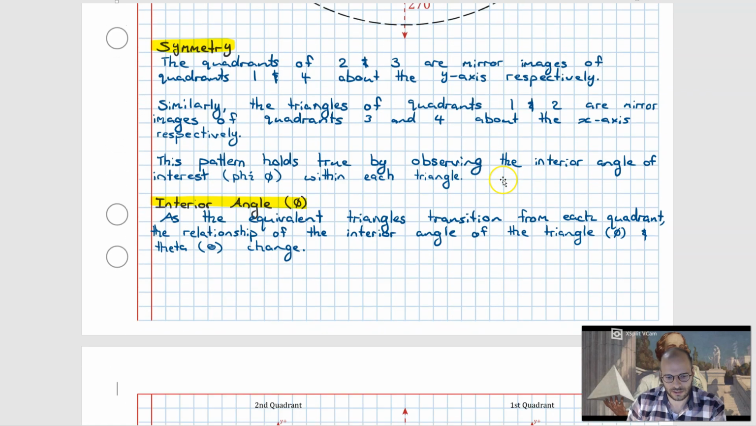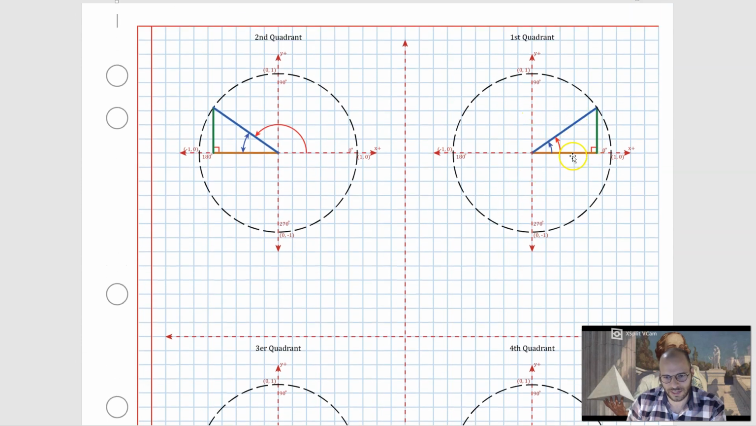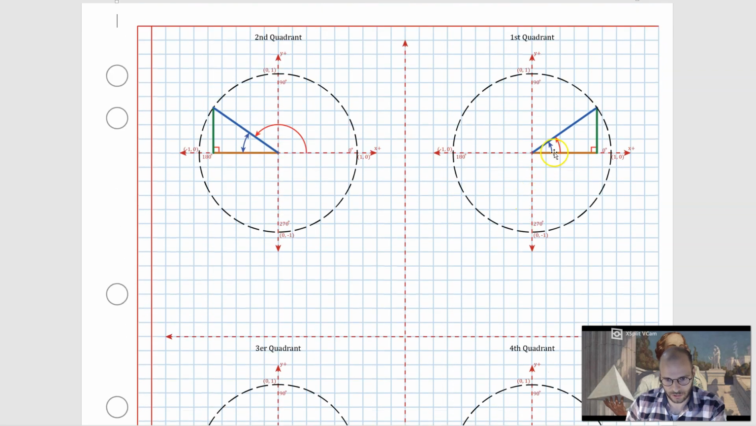Now, if we go down here, I've got different models showing the relationship of theta and phi for each quadrant of the unit circle. So over here we have quadrant 1, quadrant 2, quadrant 3, quadrant 4. What we're going to do is define the relationship of the interior angles with respect to the angle theta. Now, observing the relationship, the line in red is defined as theta, and the line in blue we define as phi.